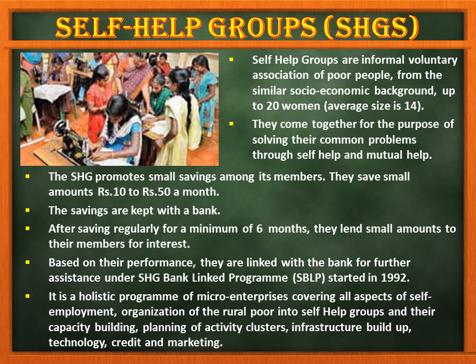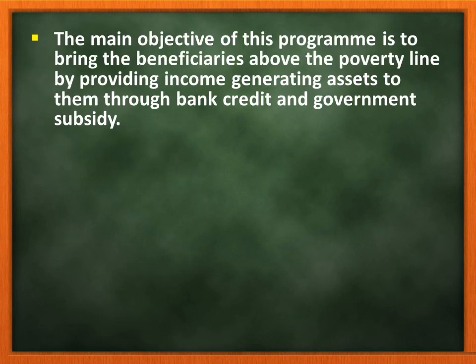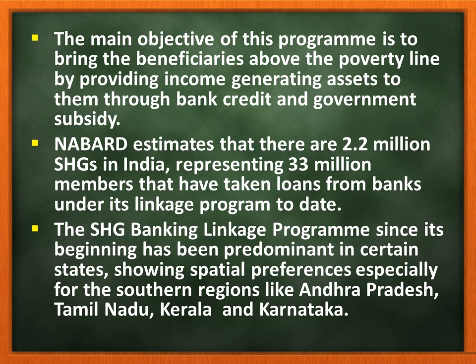So based on their performance, they are being linked with further banks, that is the SHG Bank Link program, started in 1992. With the help of this SHG, they have set up various aspects like self-employment, organization of rural people into self-help groups, and the capacity building, planning of activity clusters, infrastructure, technology, credit and marketing. The main objective of this program is to bring the beneficiaries above the poverty line by providing income generating assets to them through bank credit and government subsidy.